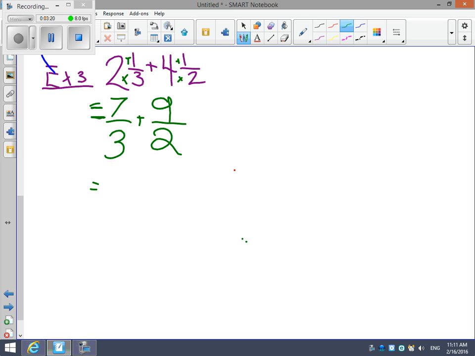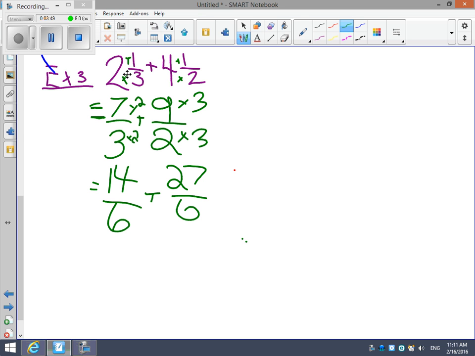Now we have to find a common denominator, and because 2 can't go into 3, we're going to multiply 7 and 3 by 2, and 9 and 2 by 3. So now we'll have 14/6, adding 27/6. Now once we added them, we will have 41/6.